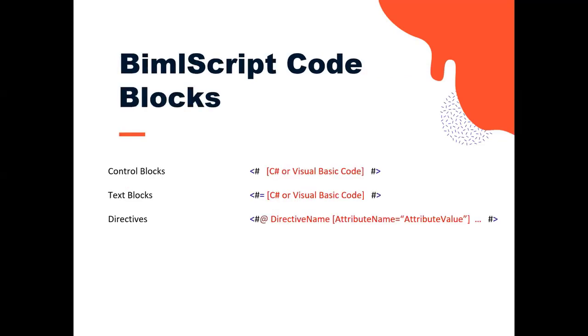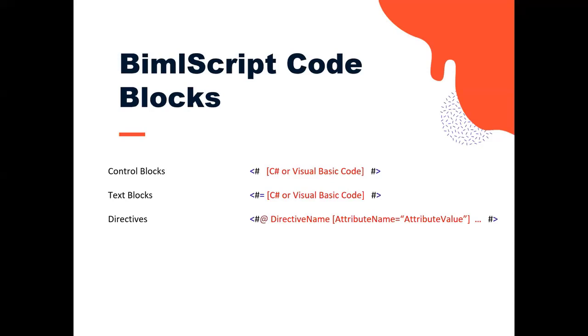So there are 3 different code blocks that you are going to use in the demo today. So the first one here is called the control block. This is where you specify your variables, logics like if-else statements and for each loops, things like that. And then the second one is the code block.